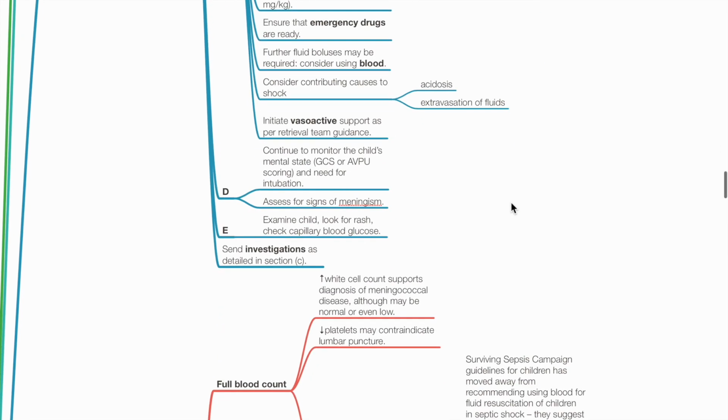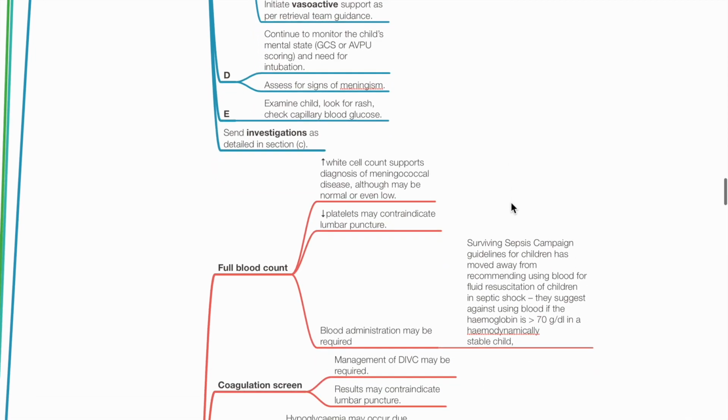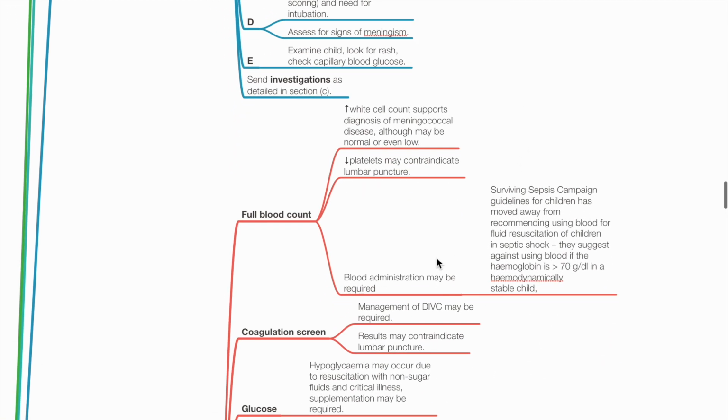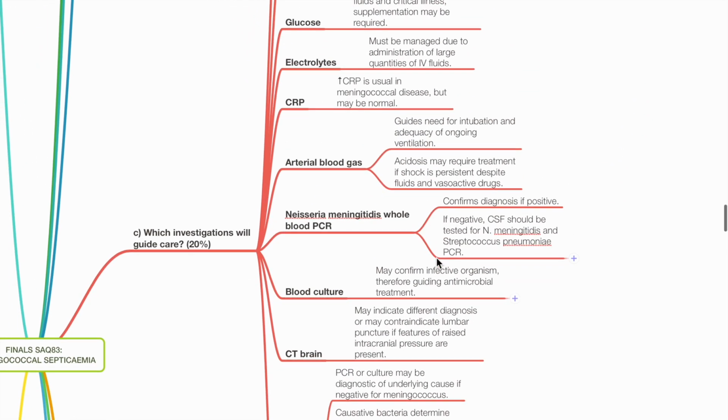CNS, continue to monitor the child's mental state and need for intubation. Assess for signs of meningism. Exposure, examine the child, look for rash and check for capillary blood glucose. Send investigations as detailed under section C. C. Which investigations will guide care?